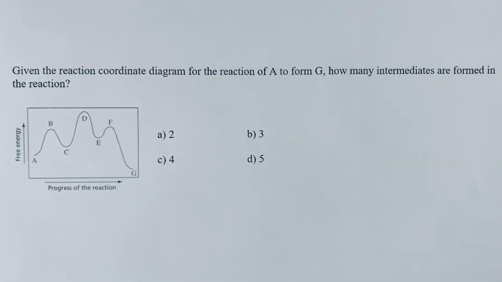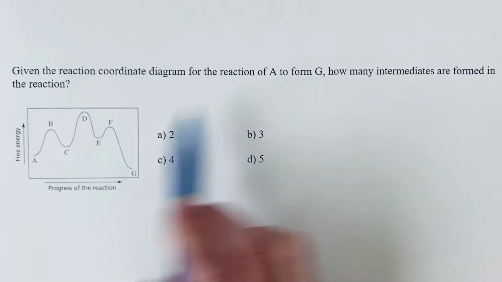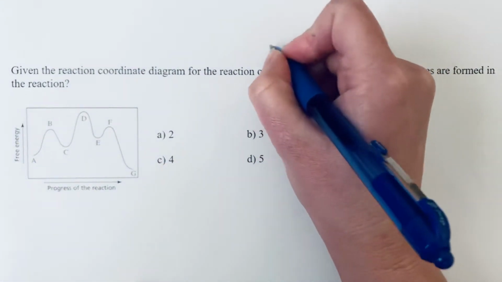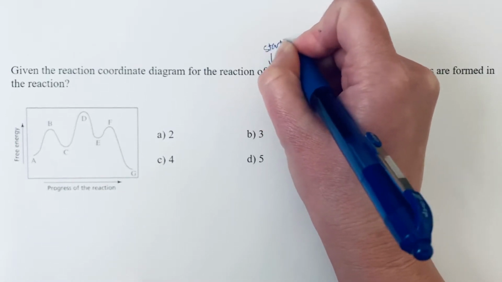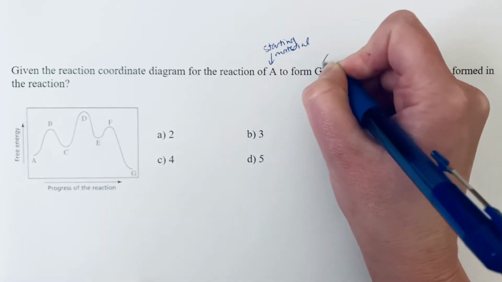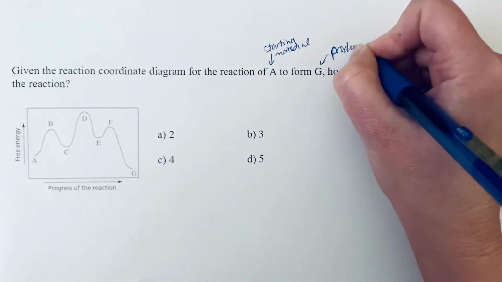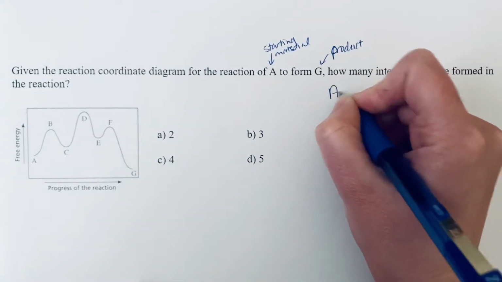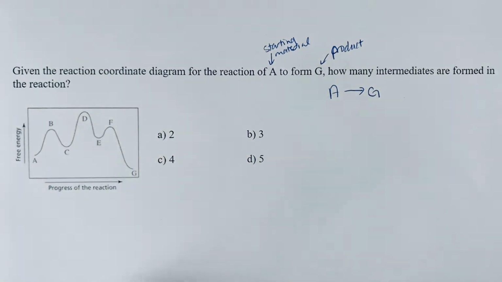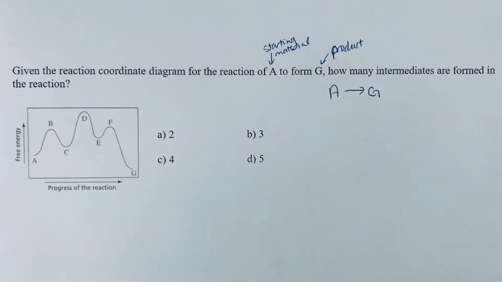Given the reaction coordinate diagram for the reaction of A to form G, how many intermediates are formed? So what this is telling us is that A is the starting material, and G is the product of this reaction. Right? So you're overall looking at a reaction A to form G, and this is the pathway that it's taking in terms of the free energy changes that take place in the course of this reaction.